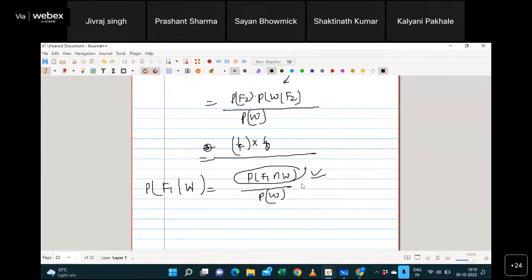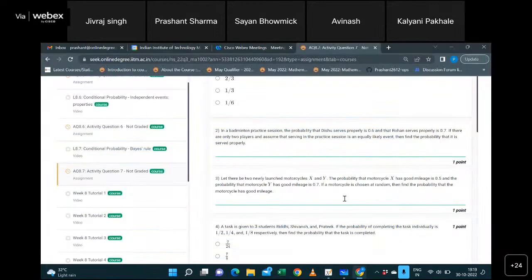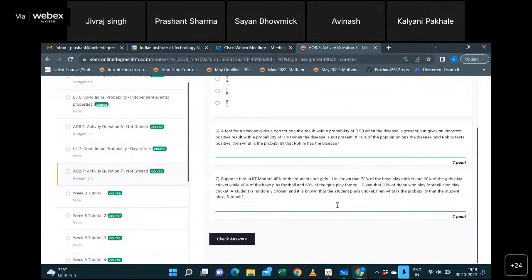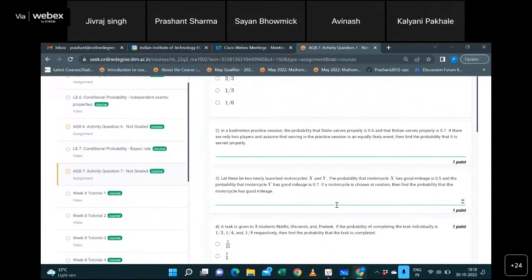Similarly, you can consider for the dark chocolate as well. So it's clear, Bayes theorem and independence, multiplication rule and law of probability? Yes, sir. Okay. So just tell me, this activity 8.7, any one of you have any doubt?